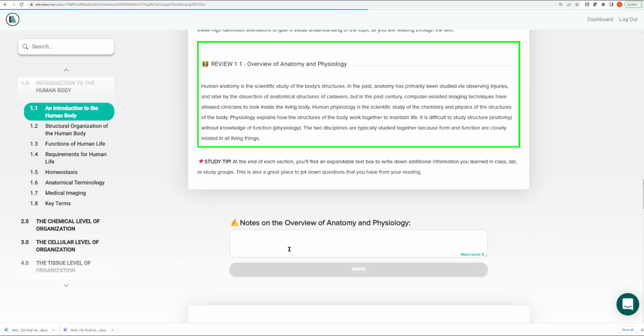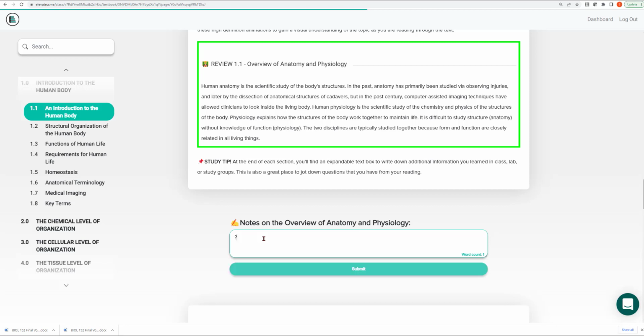At the end of every chapter, there's a place for you to add additional notes. So in addition to your ability to add notes over here, you also have the opportunity to add notes down here. And these notes also will be saved if you push submit. So if you want to say, anatomy or physiology. Or another way to use this space would be, I don't quite understand.